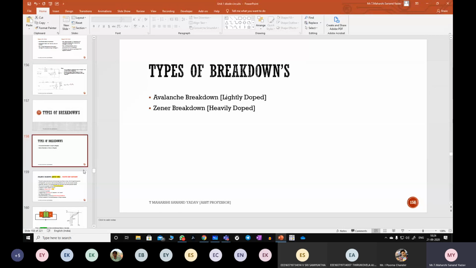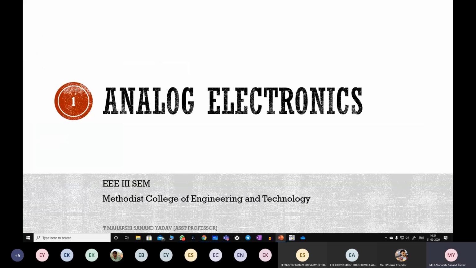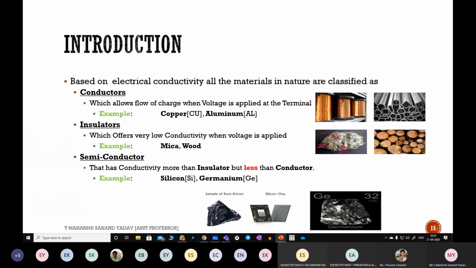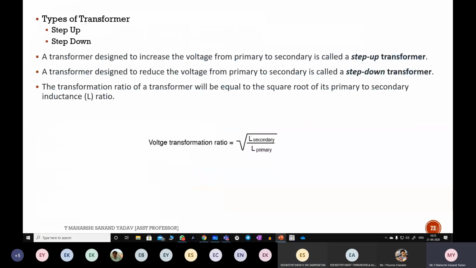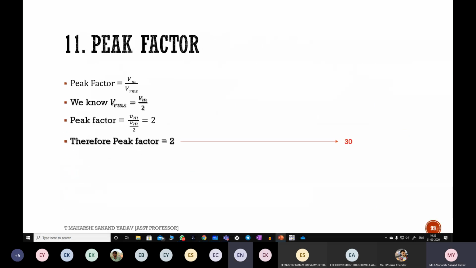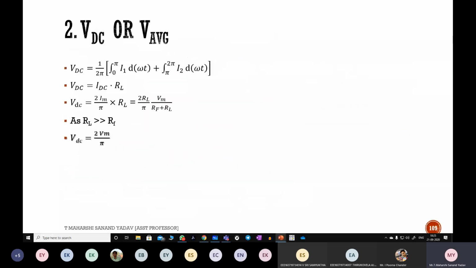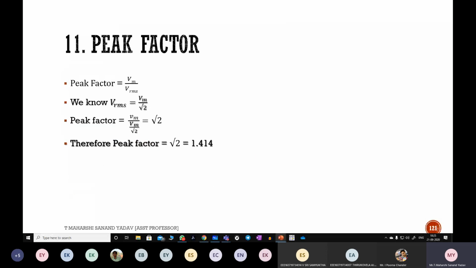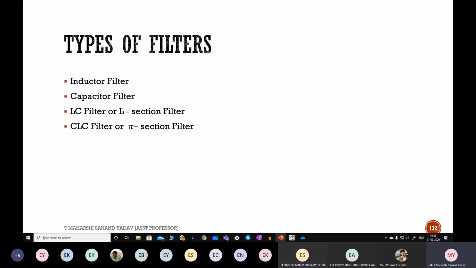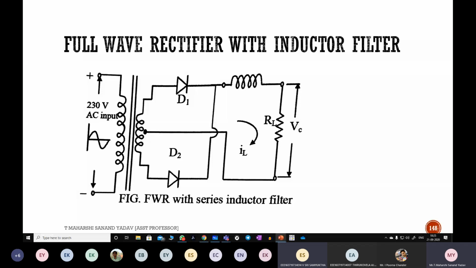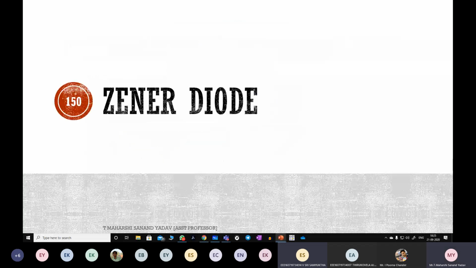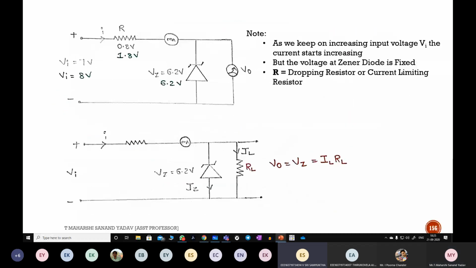Heavily doped and lightly doped. What is meant by doping in a Zener diode? It is adding of impurities. And then what is heavily doped and lightly doped? Why do we need to do doping? To increase the conductivity. Okay. And what is the exact difference between highly doped and lightly doped? Highly doped is highly conductive, whereas lightly doped is lightly conductive.